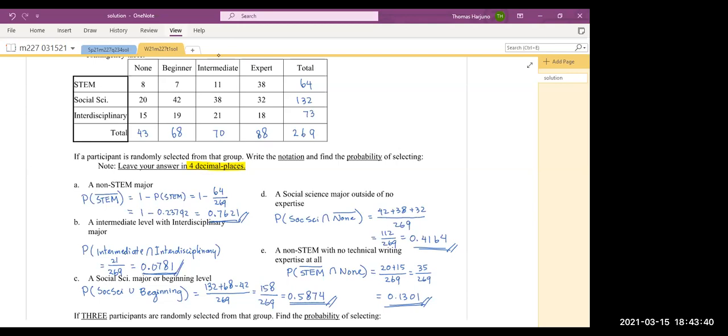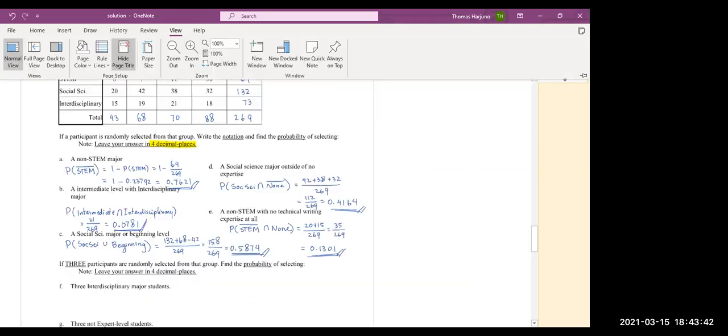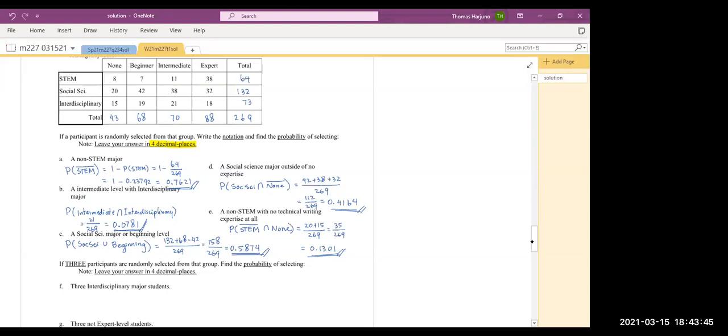Now I get a smaller view here so that we can still look at the table. Okay, part F. If 3 participants are randomly selected from that group, find the probability of selecting and so on. Now, the question is whether it is with or without replacement. And you need to get 3 participants. If you do it with replacement, where whoever you choose you put back, it is possible you end up with only 2 participants and one of them selected twice.